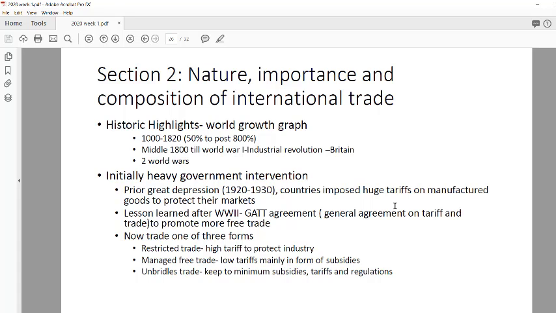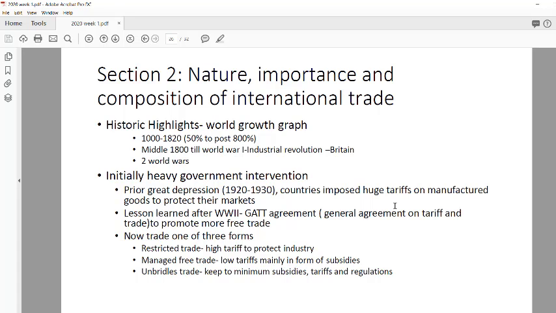Then you can have a managed free trade system to keep low tariffs, and you mainly do this through subsidies. So you're trying to buy from other countries and you're trying to sell to other countries. You're trying to keep some form of balance, but both of you have tariffs, but not so high. And then you get unbridled trade, where they're just trying to keep everything to a minimum.